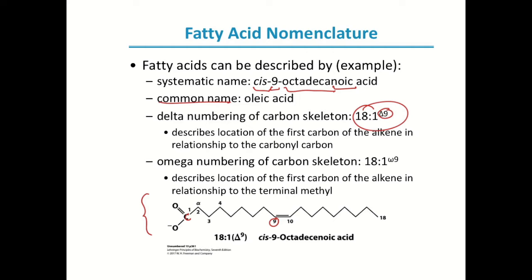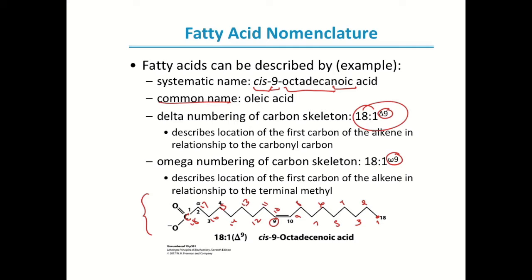Then you have the omega numbering, which goes in the other direction, where you start from this end of the fatty acid. And in this direction, you would number 1, 2, 3, 4, 5, 6, 7, 8, 9, 10, 11, 12, 13, 14, 15, 16, 17, 18. So in this particular example, you also get 18 carbons, and then the double bond would also start at 9, numbering from the other side. But instead of using the delta symbol, we're going to use the omega symbol with the number 9.